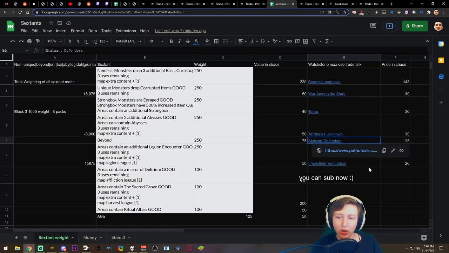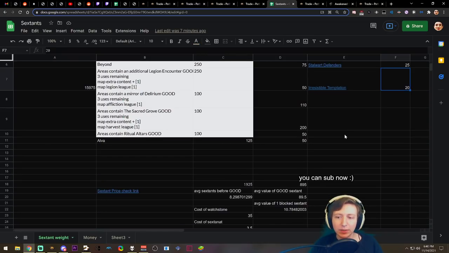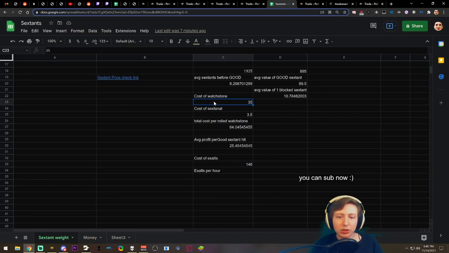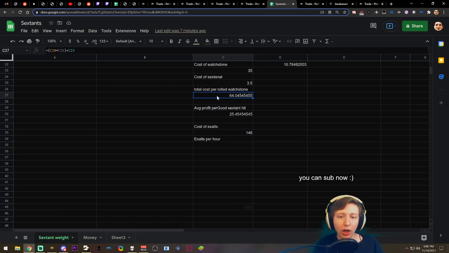Territories Unknown, Stalwart, Irresistible Temptation, Terror. These are all 30, 30, 25, 20 C each, something like this. They're very, very cheap. I've averaged, and this is what I came out to buying watchstones for. I just did it at 35 chaos each. I bought my sextants at about 3.5 chaos each. And so the total cost for every rolled watchstone that you roll out is going to be 64 chaos, right?